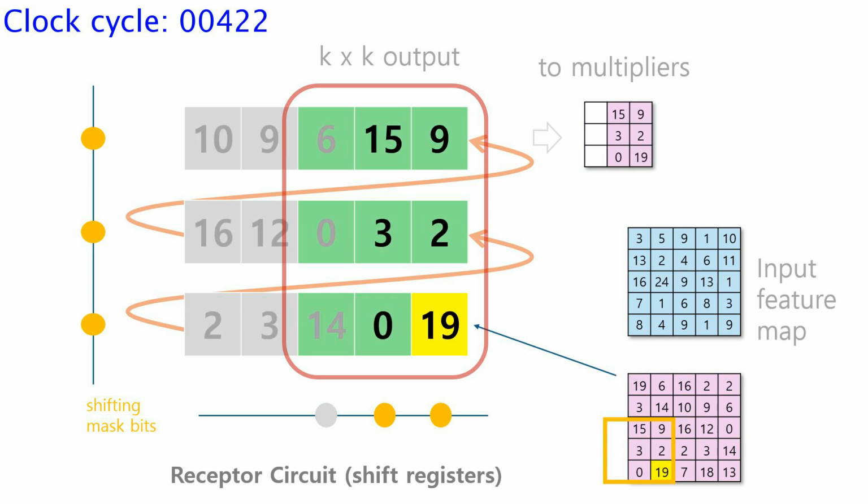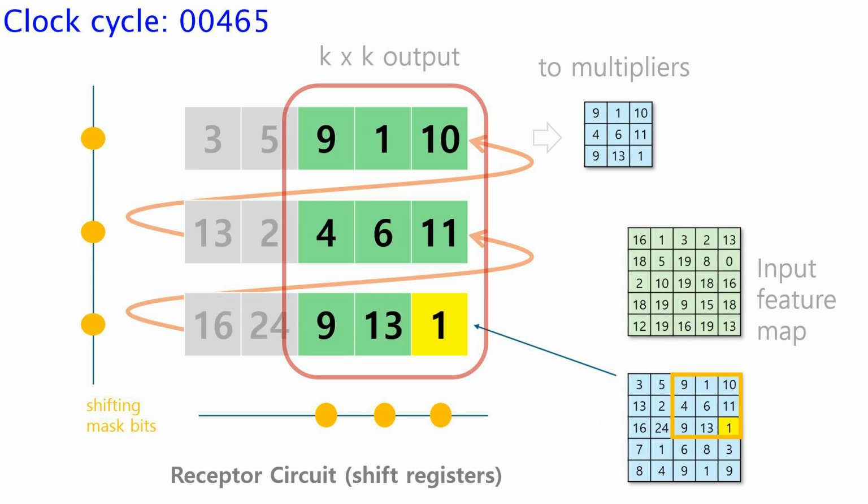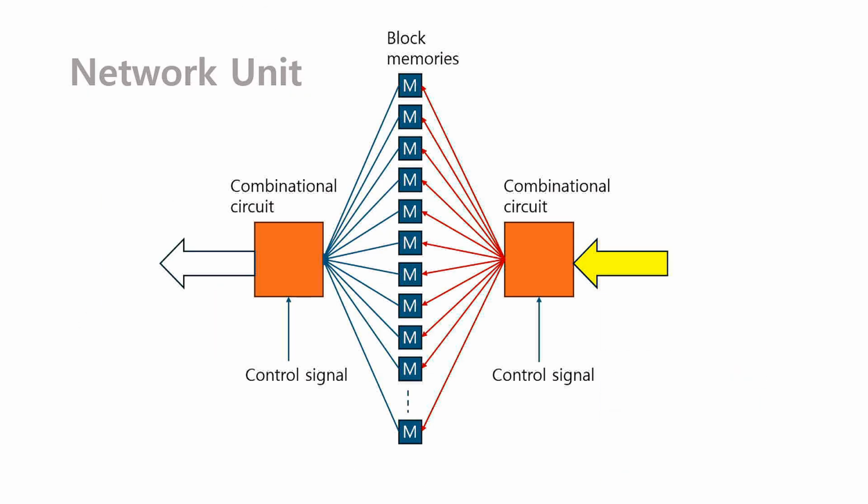The third problem is solved by using a special memory circuit called a network unit. The network unit consists of a large number of small memories and uses a switching circuit that operates by a control signal to enable the data stored as output in the previous convolutional layer to be provided as input data directly in the next layer. By using network units, no additional memory operations are required when switching convolutional layers, so data can be continuously supplied to the computational circuit, thereby maintaining high computation efficiency.